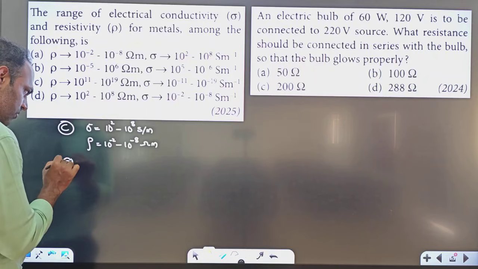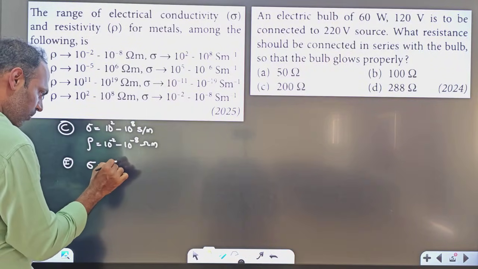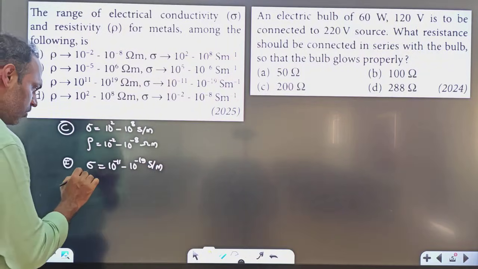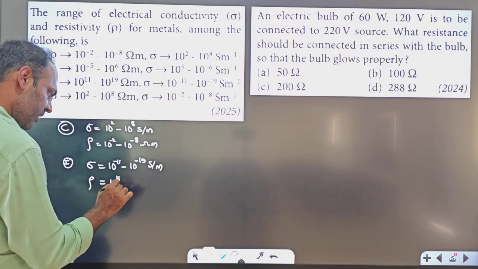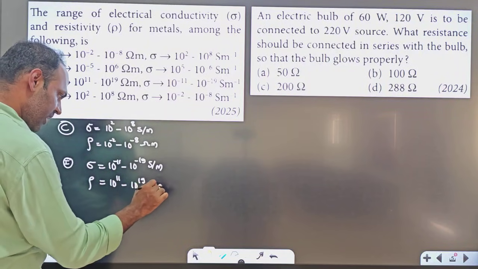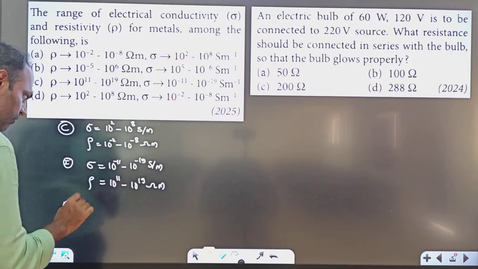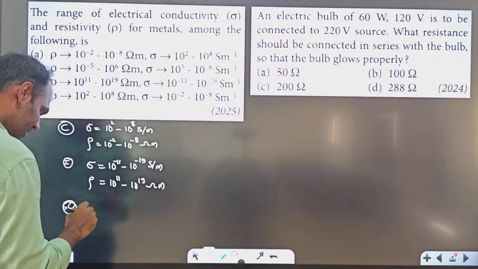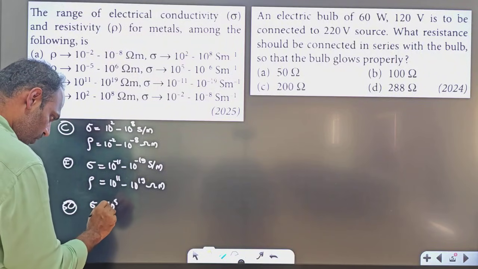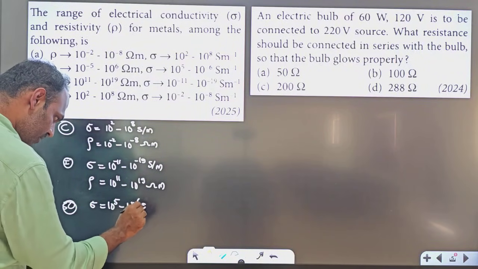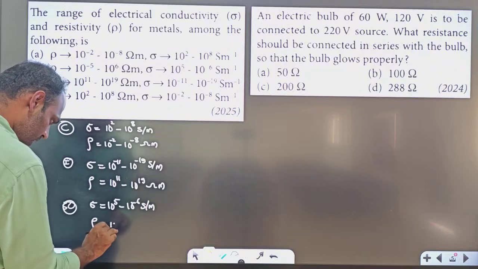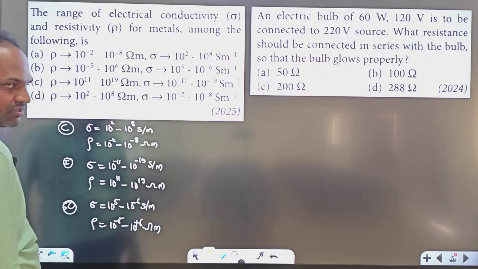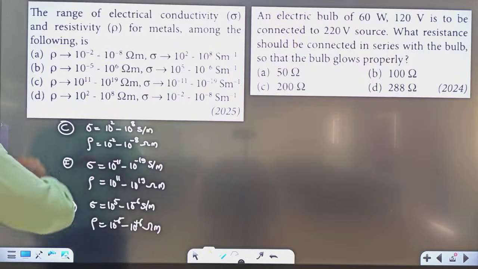And for insulators, conductivity will be from 10 to the power minus 11 to 10 to the power minus 19 Siemens per meter. Right? And what about resistivity? Resistivity will be in positive power, 10 raised to 11 to 10 raised to 19 ohm meter. For semiconductors, the values will be in between conductor as well as insulator, the middle value. So conductivity will be from 10 to the power plus 5 to 10 to the power minus 6 Siemens per meter, and resistivity will be from 10 to the power minus 5 to 10 to the power plus 6 ohm meter. This much will be the resistivity. They are asking us the range of conductivity and resistivity for what?